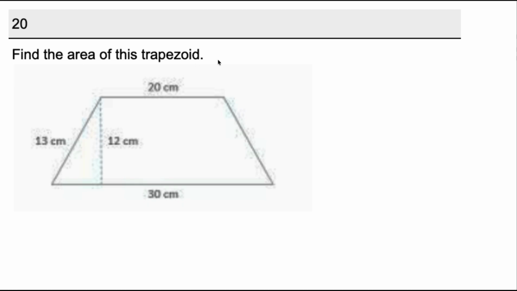Okay, find the area of this trapezoid. Same thing. Base 1 plus base 2 divided by 2, and then times your height, which is 12, you get 300 centimeters squared.